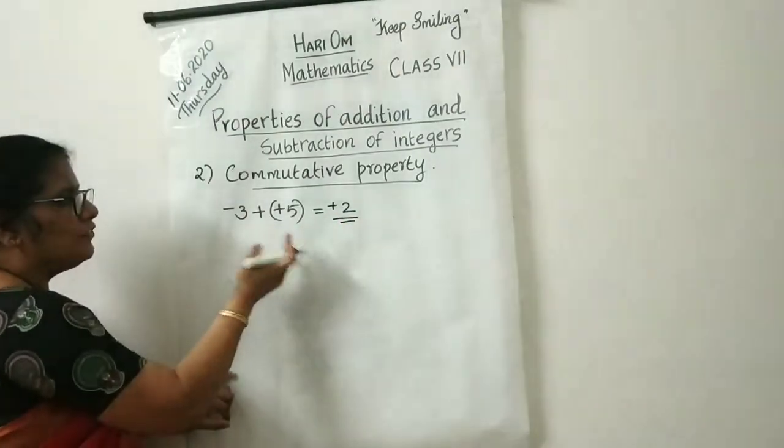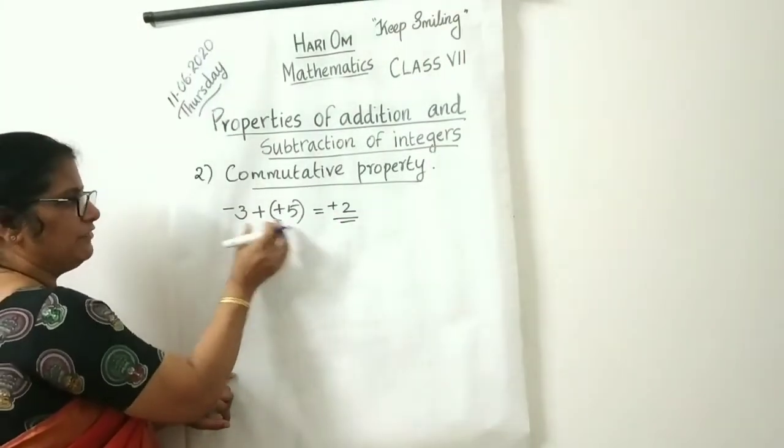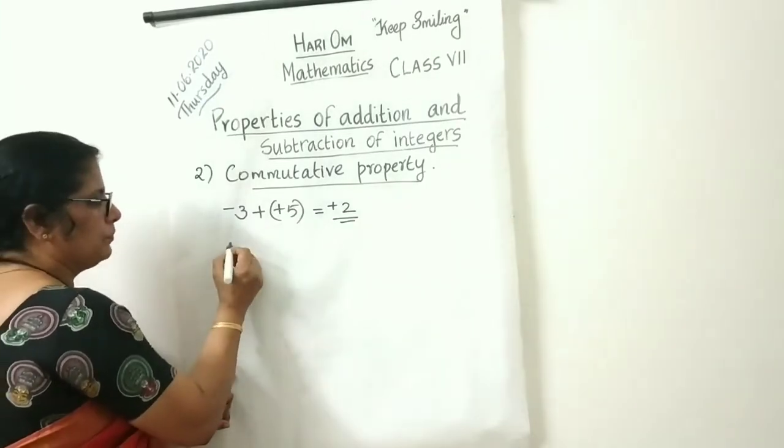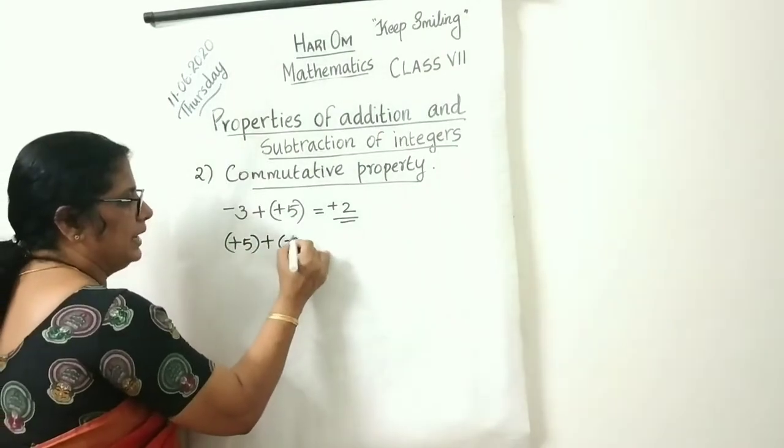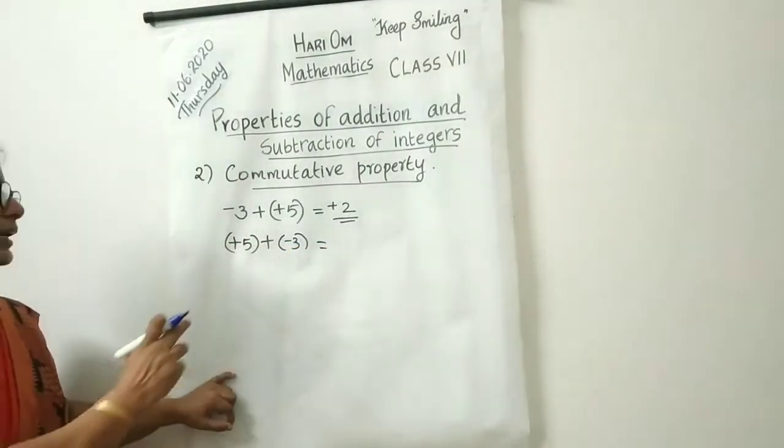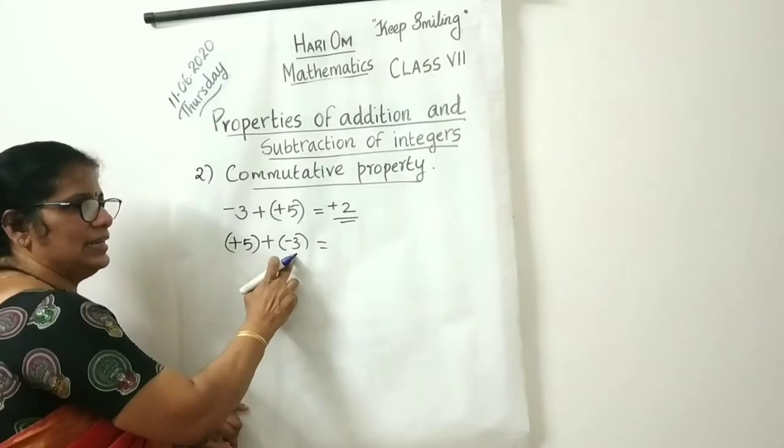Again, I am adding in reverse order. First, I am taking positive 5 and then minus 3. So, positive 5 plus minus 3. Now, what is the answer?